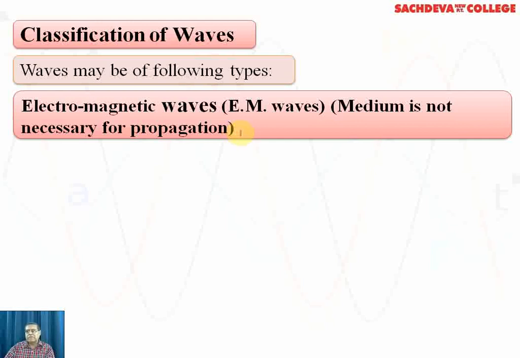Another thing is that they move with the speed of light, that is 3 multiplied by 10 to the power 8 meters per second in air or vacuum, that is free space. And this velocity we calculate by using Maxwell equation, because these waves were first of all mathematically predicted by Maxwell. The formula according to Maxwell is c is equal to 1 over square root of epsilon naught into mu naught. Epsilon naught means absolute permittivity of the medium and mu naught is absolute permeability of the medium. So if this value is put in the equation for air medium, the value comes to be 3 into 10 to the power 8 meters per second.